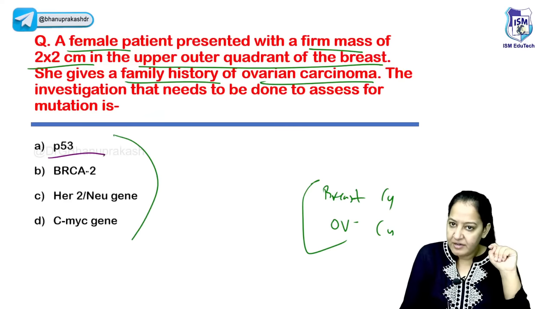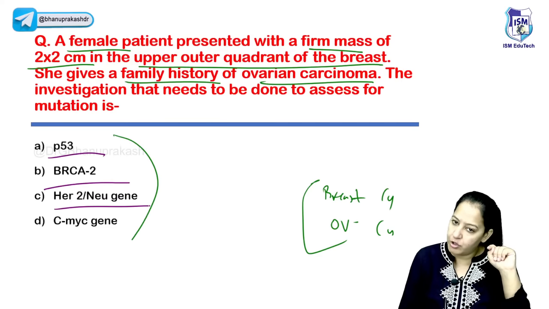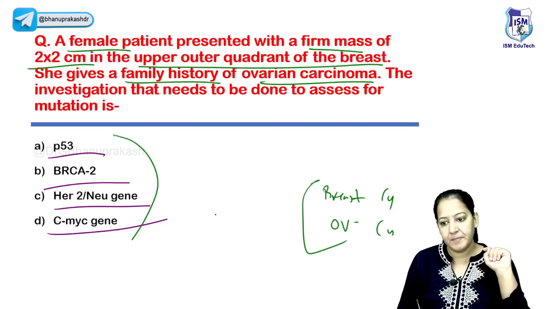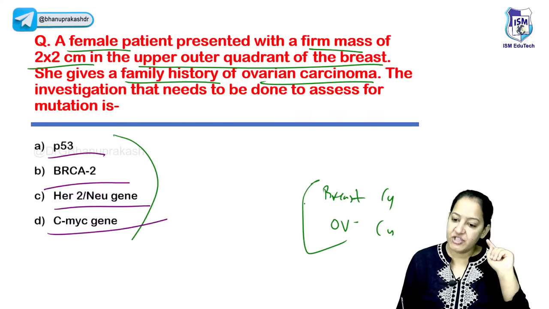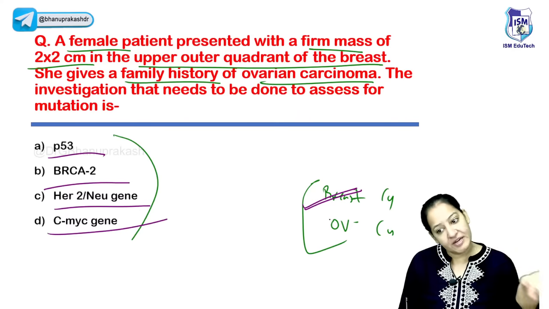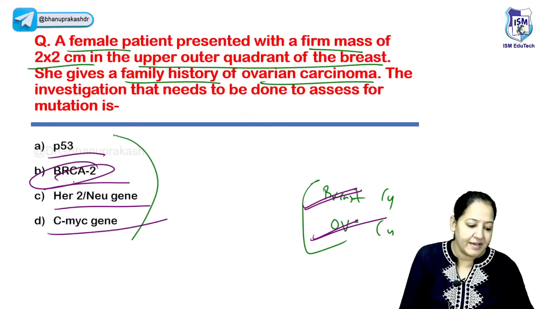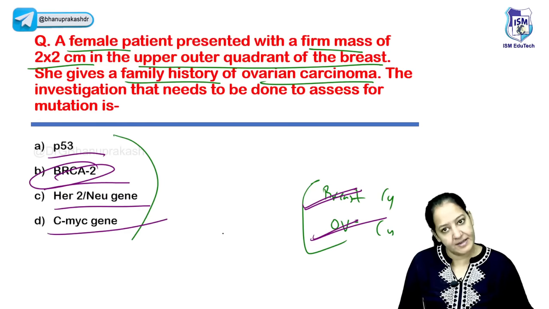Will you test P53? Will you test BRCA2? Will you test HER2? Or will you test c-myc? Which gene do you want to test in this female? She has two things. Number one, she herself has breast cancer, and there is a family history of ovarian cancer in the mother or sister. So of course, BRCA2 is the correct answer. You all are right. The correct answer here is BRCA2.